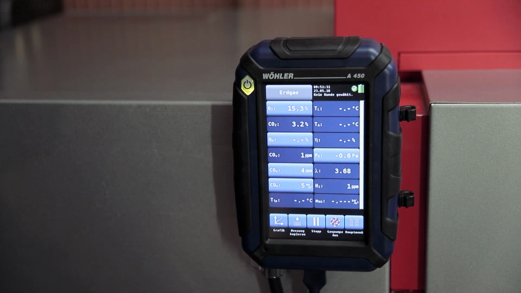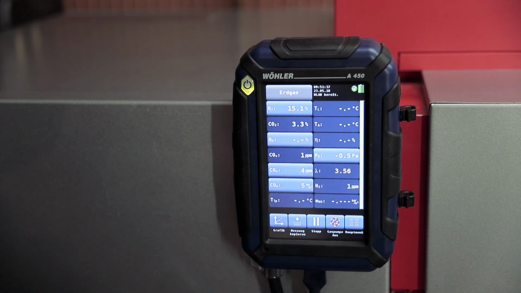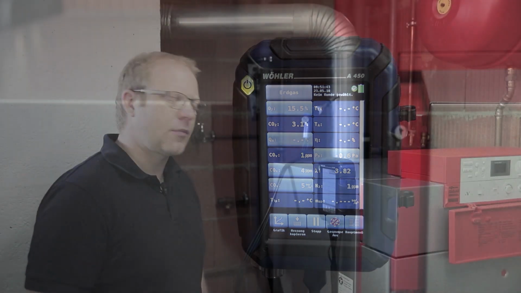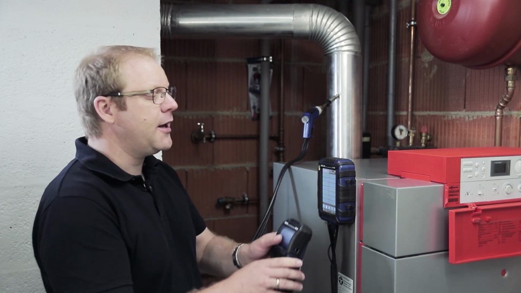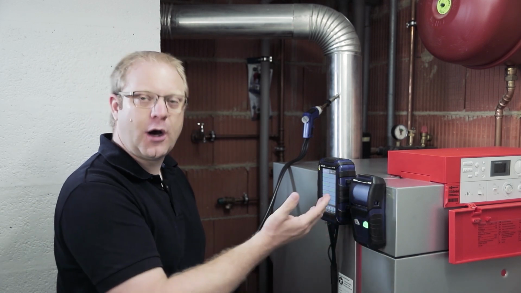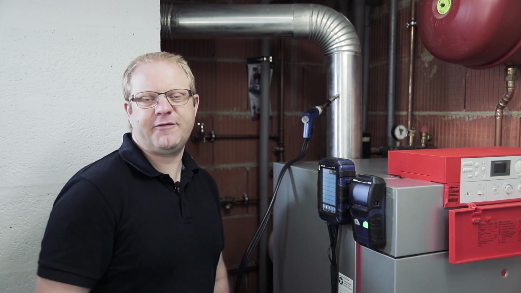Depending on which regulation you are working to, the carbon monoxide value must be output in ppm or in milligrams per cubic meter. This is done fully automatically by the measuring device. The measurement result can now be saved in the device or printed out directly on the Wöhler Thermal Fast Printer. This is how easy it is to determine the CO content with the Wöhler A450.